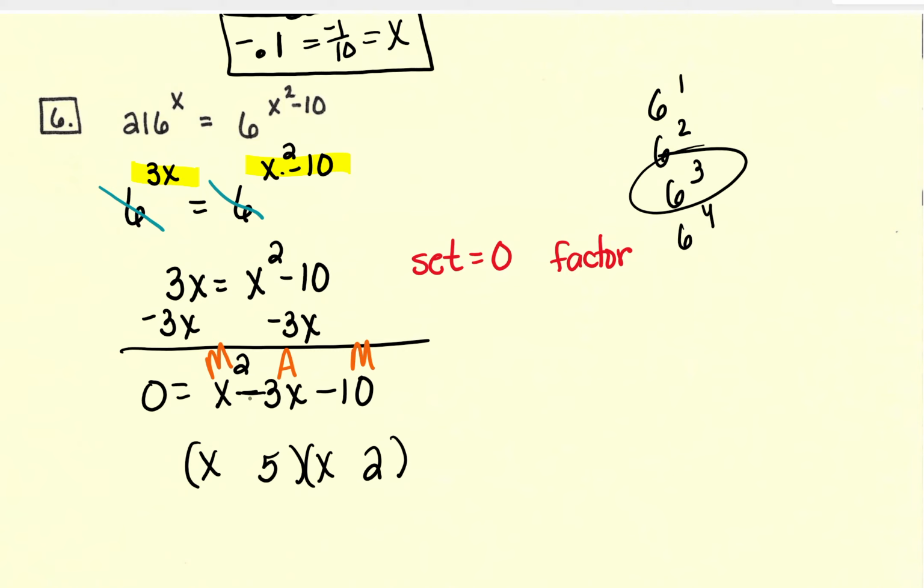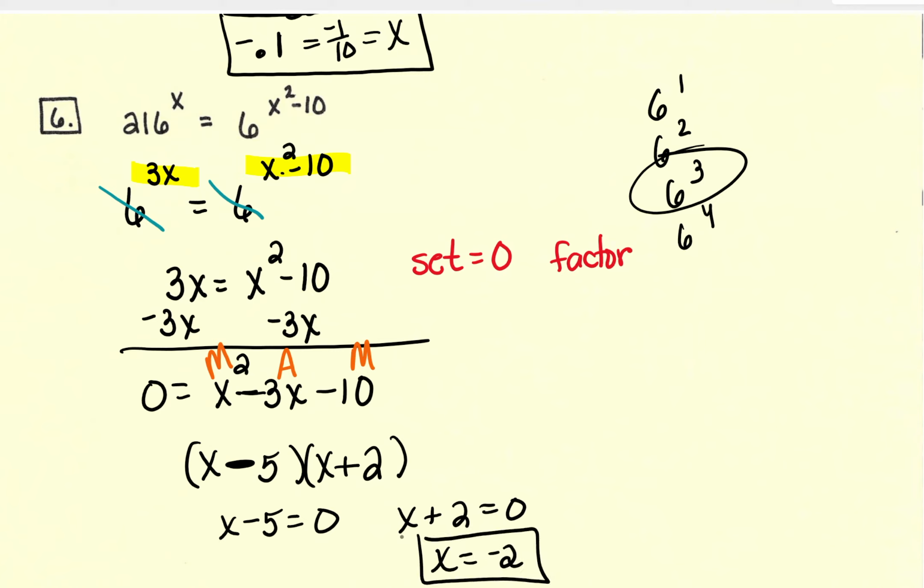That's a negative middleman. So we need the negatives to win this battle. So negative 5 and positive 2 add to get negative 3, but negative 5 times positive 2 multiplies to get negative 10. So we're good. Set each one equal to 0 and then solve. X is negative 2 and x is positive 5.